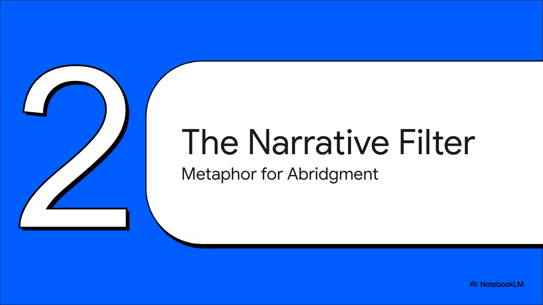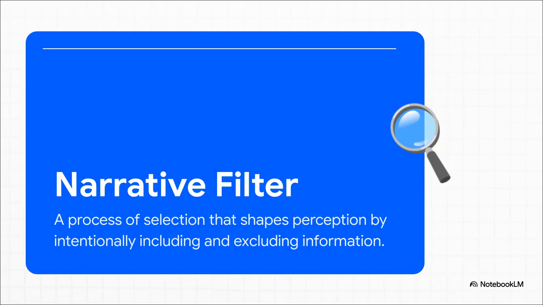Okay, so to really get our heads around how this all works, we need a structural metaphor for this process of picking and choosing. Let's call it the narrative filter. So what is a narrative filter? Well, think of it like this. It's any process that intentionally includes some information while leaving other bits out. And its purpose isn't just to make a story shorter, but to fundamentally shape how you perceive it, and, at the end of the day, what the story even means.